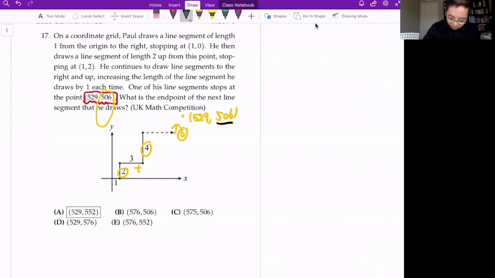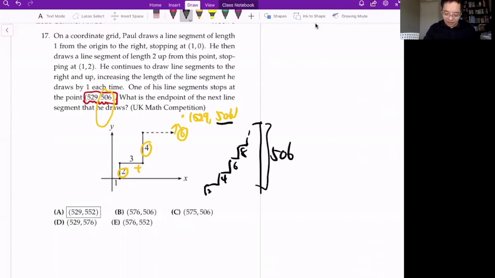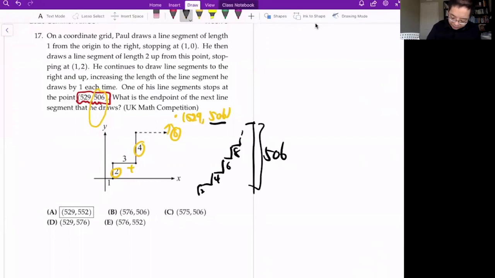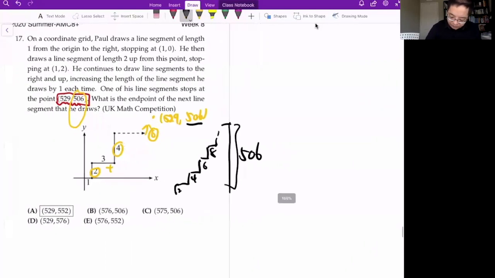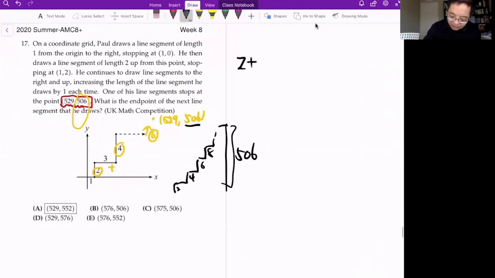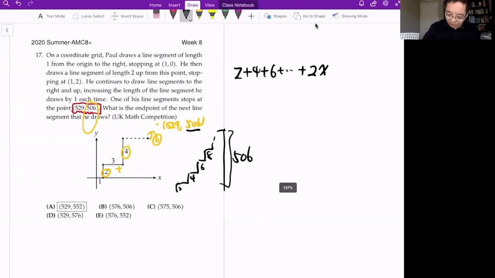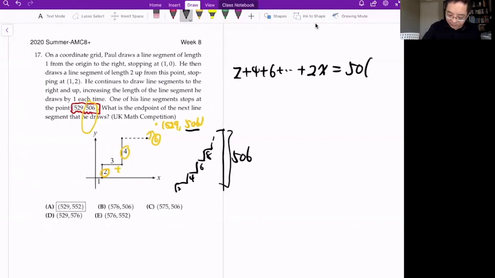If I draw the picture, we have 2, 4, 6, 8, and all the way we need to add up to 506. Let's write out the equation: 2 plus 4 plus 6, and all the way to, let's say, 2 times x, because it's an even number, equals 506.